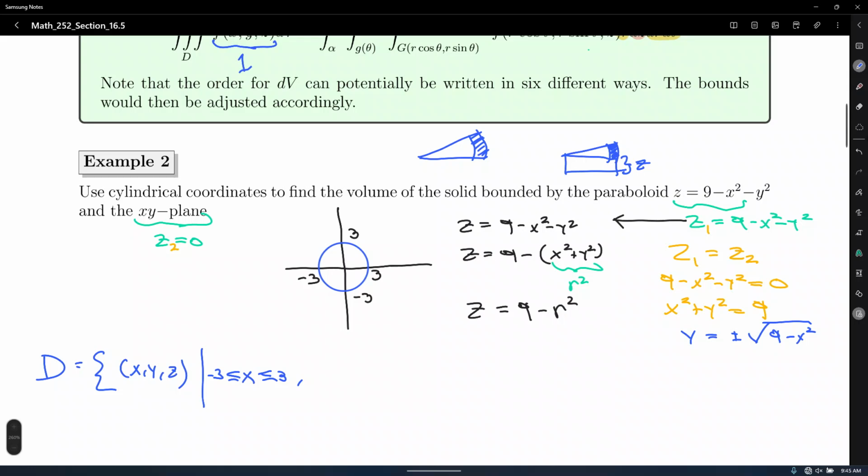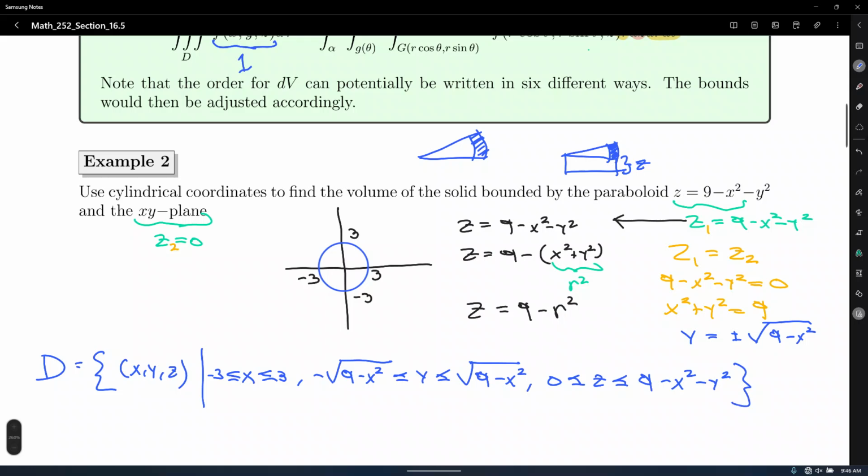So that means y varies between negative square root of 9 minus x squared and square root of 9 minus x squared. And lastly, what about z? I think this one is just bounded below by the xy plane, which is z equals 0, and the, not the square root, actually the paraboloid 9 minus x squared minus y squared.